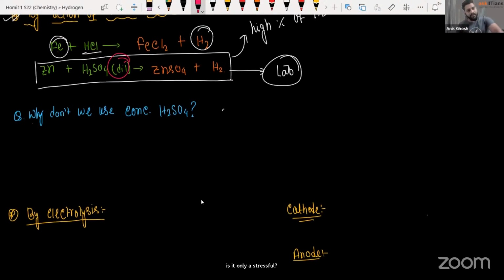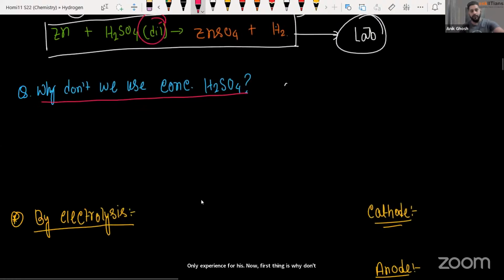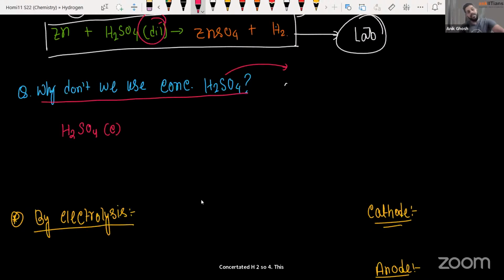Now here I'm writing: why don't we use concentrated H2SO4? So let's talk about why not concentrated, and then we talk about why only H2SO4 is being used. Now, first thing is, why don't you use concentrated H2SO4? Guys, always remember this: concentrated H2SO4 is a very good oxidizer.